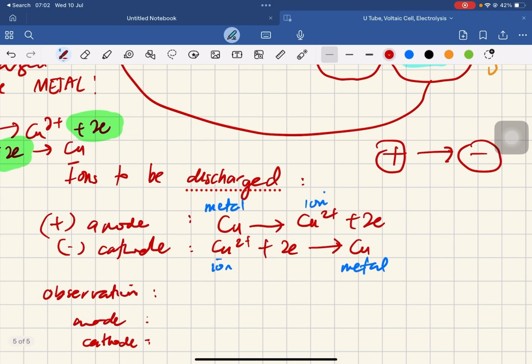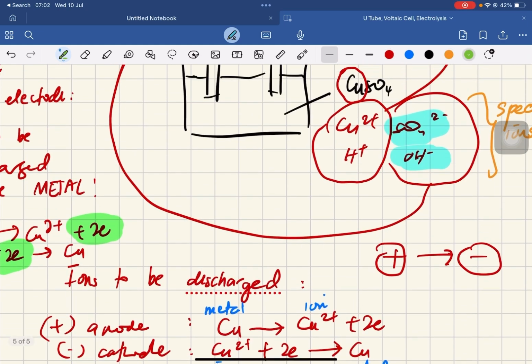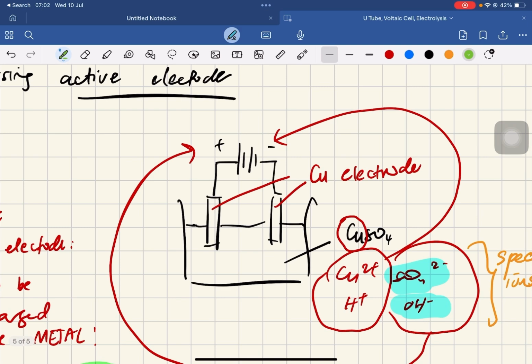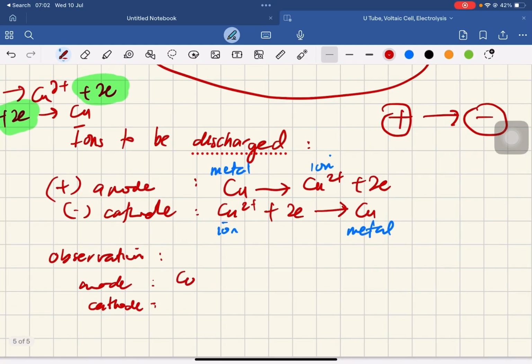At anode tadi I said metal to metal ion, correct? So what happened here is dia akan corrode because the metal become metal ion, obviously dia akan corrode. Dia corrode into where? Into this solution, so dia jadi Cu2+. Dikeluarkan. So we can say copper anode dissolve, or you can say corrodes, tak kisahlah.